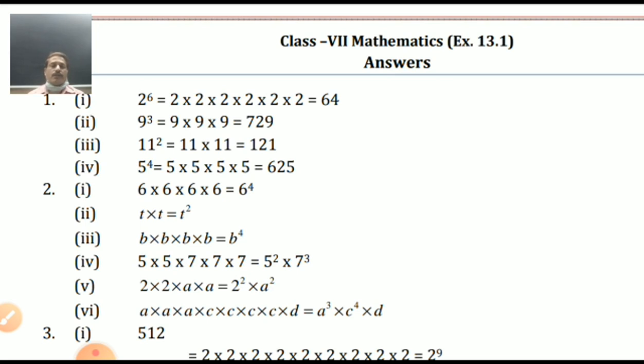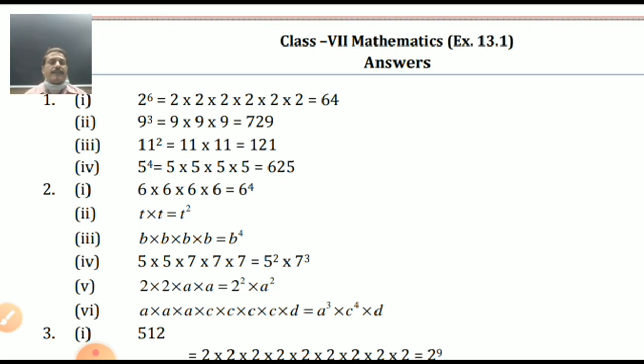11 raised to 2: 11 into 11 is 121. Correct. Fourth one, 5 raised to 4: 5 into 5 into 5 into 5. 5 fives are 25, 25 fives are 125, 125 fives are 625. Correct.